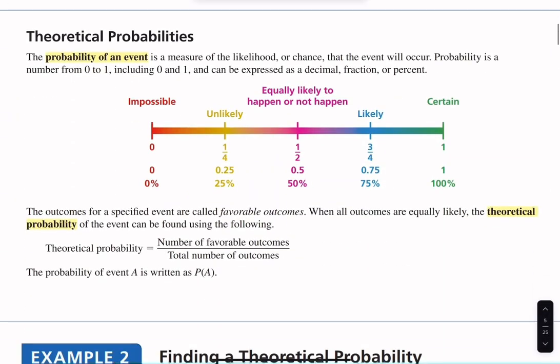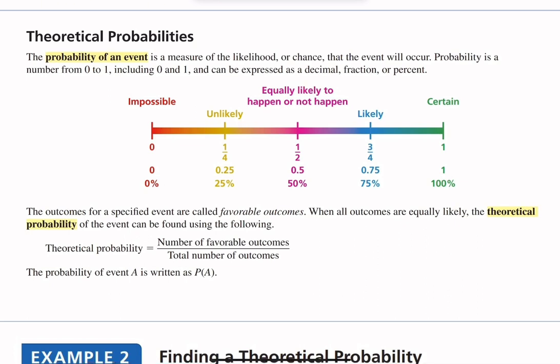All right, the next thing we have, theoretical probabilities. You have definitely seen this before. The probability of an event is going to be between 0 and 1. So in your book, you have this pretty little number line. If the probability is 0, that means there's no chance it's going to happen. And then we can go all the way up to 1, which means that it is certain that it will happen.